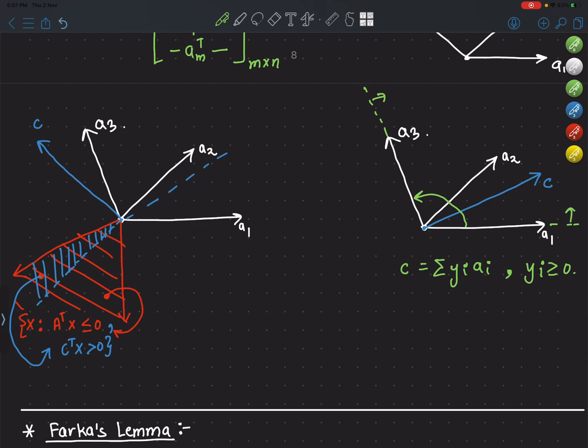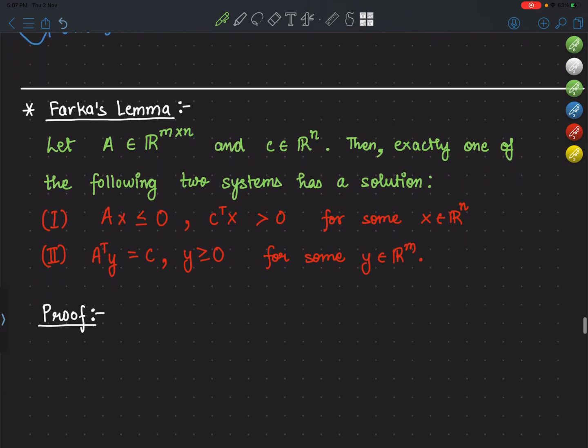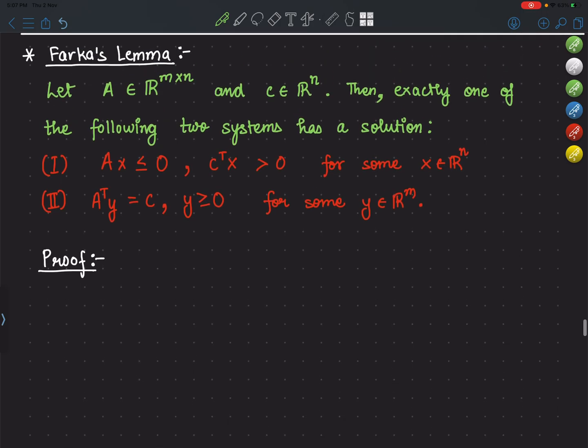That's what the lemma is trying to say, and it's a very important lemma, and it will help us define the optimality conditions in various nonlinear and linear optimization. So let's try to prove this formally. I just gave you a geometrical interpretation, or an intuition, of the lemma. So this is Farkas' lemma. Let's again state it: for any matrix A of size m cross n and a vector c belonging to R^n, there exists only one solution.